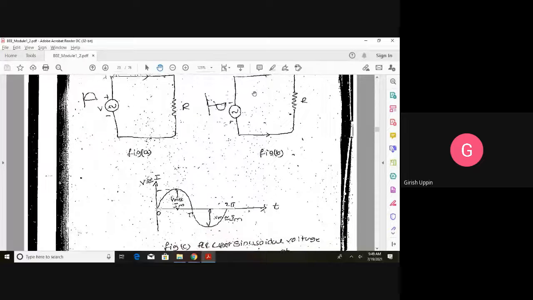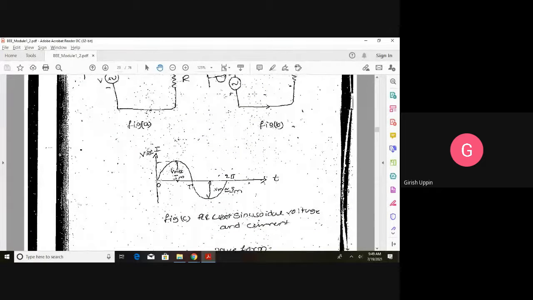And how do we represent it as a waveform? Mathematically, we represent the alternating quantity as V is equal to Vm sin omega t, where V is the instantaneous value of the voltage, Vm is the peak value or the maximum value of the alternating quantity, multiplied by the sine of the angle. That is how we represent it. We can also represent the alternating voltage using a waveform like this.